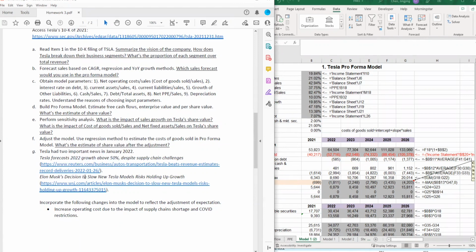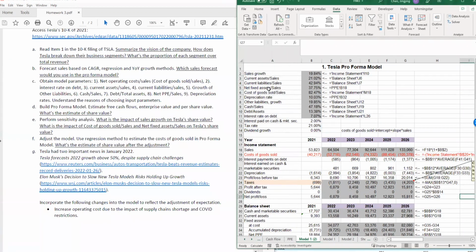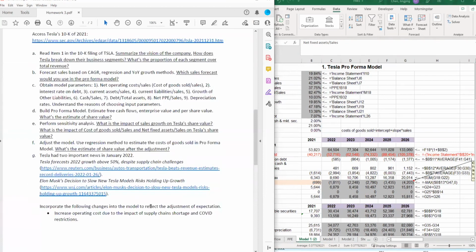And then the next one is Elon Musk's decision to slow the new Tesla model and to focus on addressing the supply chain issue. So it will inevitably raise the cost for the firm. So we're going to incorporate that as well to the cost of goods sold and also the growth of fixed assets. So the adjustment is made here.